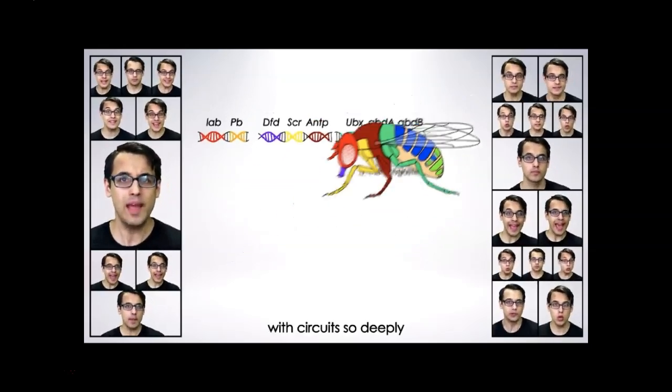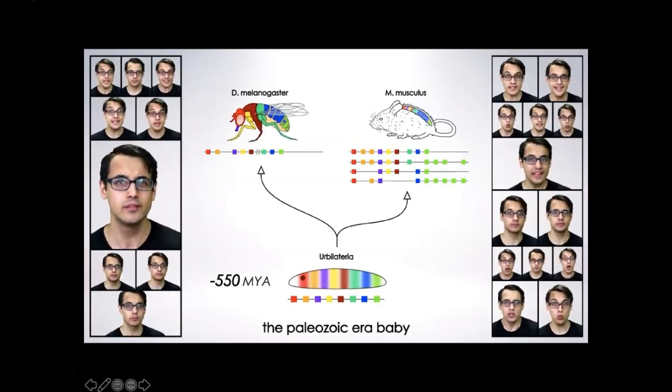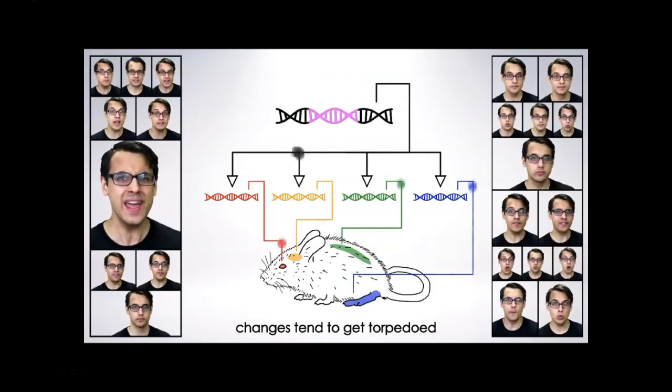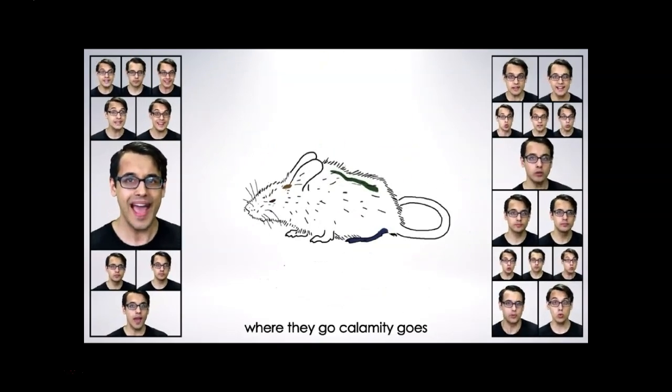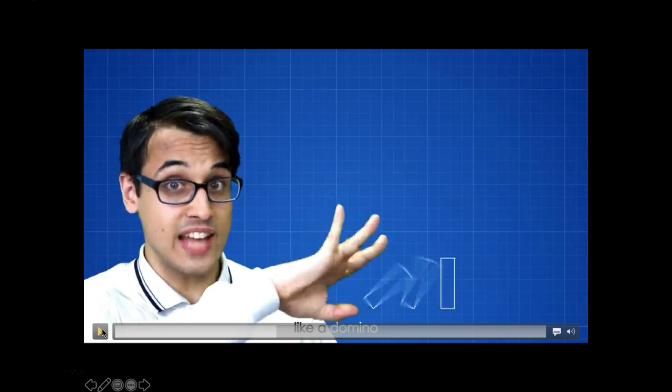With circuits so deeply built upon, they're older than the million. The millions awake every day. In a crucial pathway, changes tend to get torpedoed. Where they go, calamity goes. As the circulation goes, they cascade down.